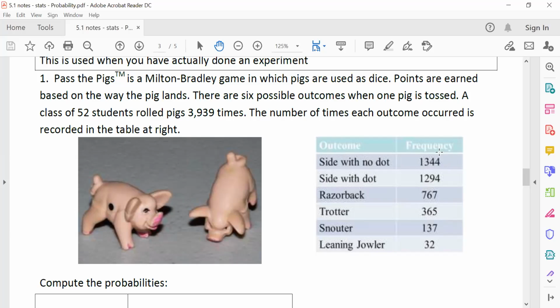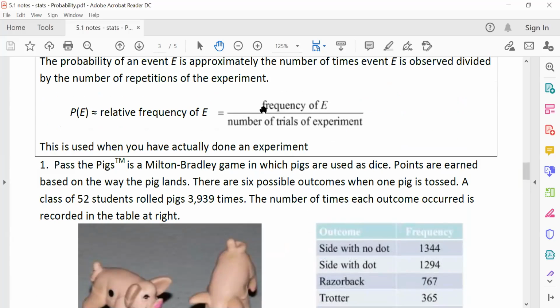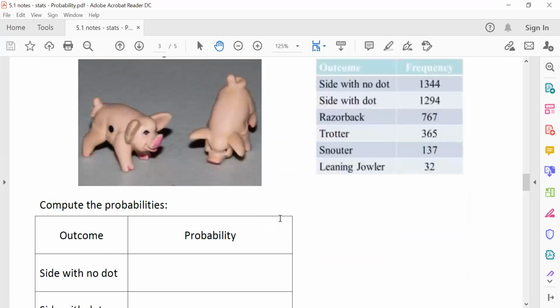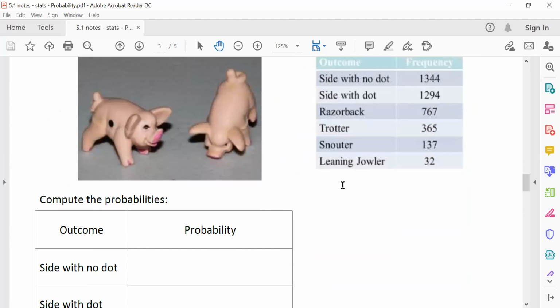Empirically speaking, the probability it'll land on the side with the dot is found by taking 1,344 and dividing it by the 3,939 times it happened. We're just taking a ratio of how often something happened compared to how many total times we ran the experiment. So I'm going to use my calculator, as we will need to. We'll round to 3 decimal points, and we'll fill out some of this probability table.